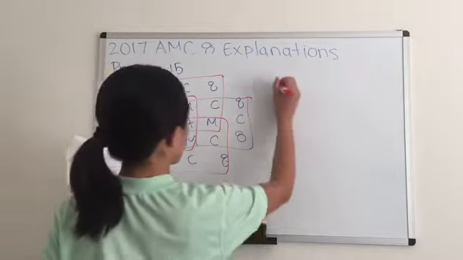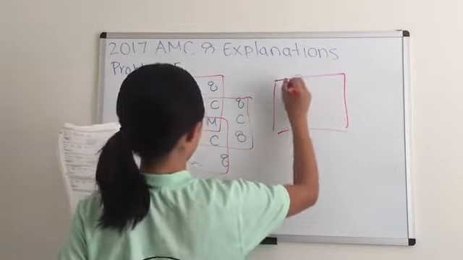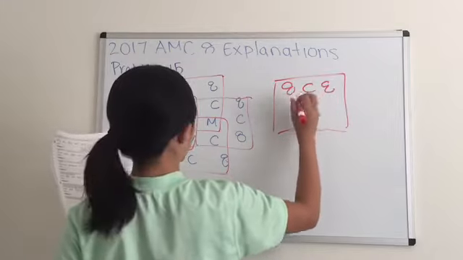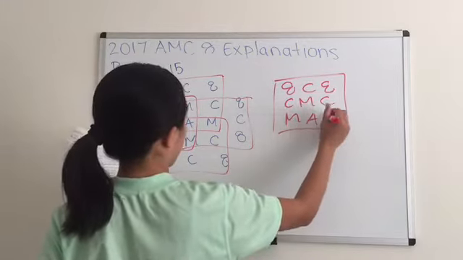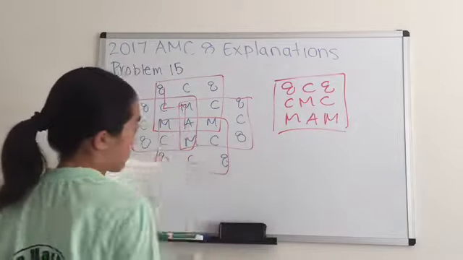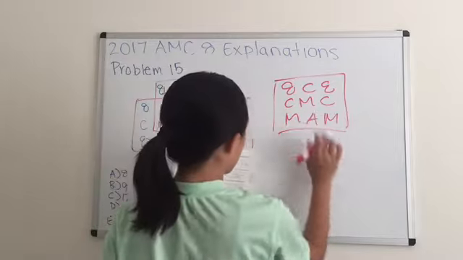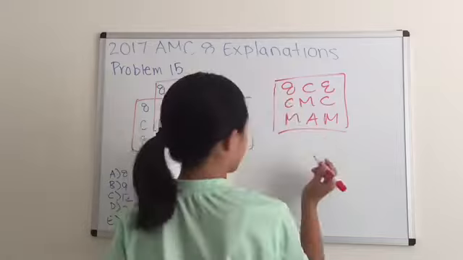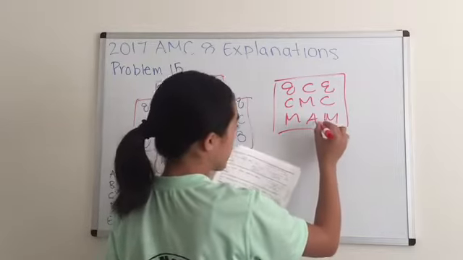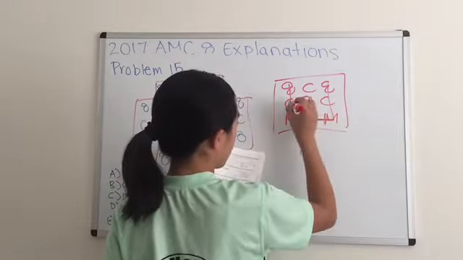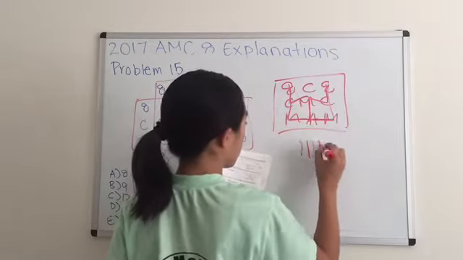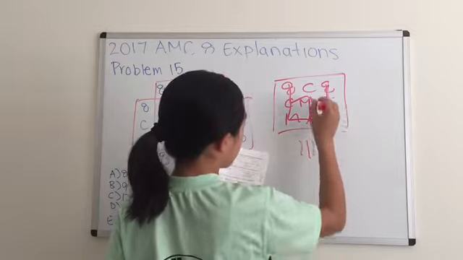So first, we could draw it off to the side. So it has 8, C, 8, and C, M, C, and then M, A, M. There's only one A, and that is in the center. So this is basically the center of the whole structure. So first off, we could start off by going to the side. So this is 2 combinations, and then 4, and then 6.